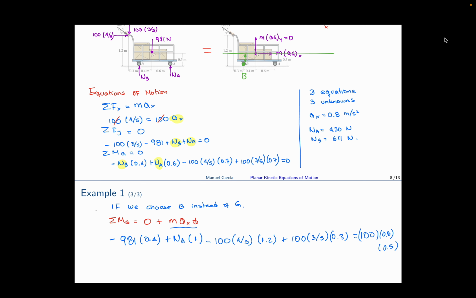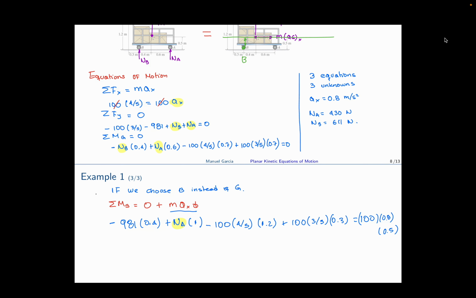So what is the advantage of taking the moment with respect to B? Is that in this equation the only unknown is NA. So instead of having two sets of equations, we just have one equation in which we just need to solve for NA. And once we solve for NA, we can use this other equation and solve for NB. And we should obtain the same results. So if we solve from here for NA, we obtain that NA is equal to 430 newtons, as we did before. So you can check the math to see that it works. Okay, thank you.